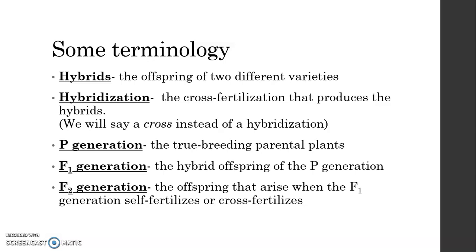And then the F2 generation is the offspring that arise when the F1 generation is either allowed to self-fertilize or cross-fertilize. We get the F2 generation. Another way to think of it would be like your grandparents, your parents, and then you.